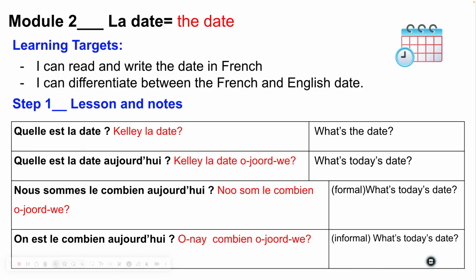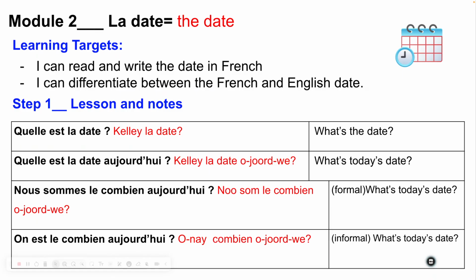These are some of the questions that you might hear French people asking in French to ask about the date. The first one is quelle est la date? Quelle est la date means what's the date. Quelle est la date aujourd'hui? What's today's date?